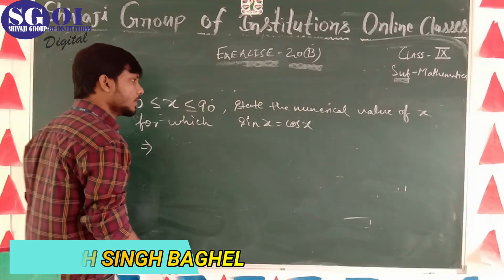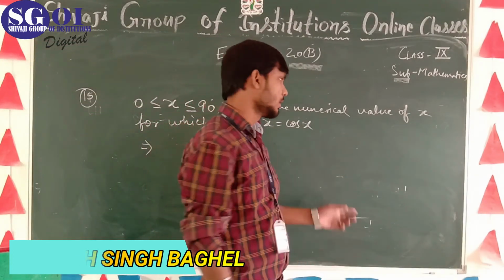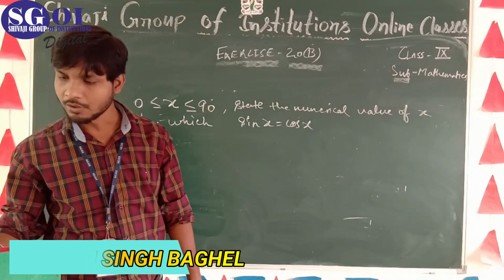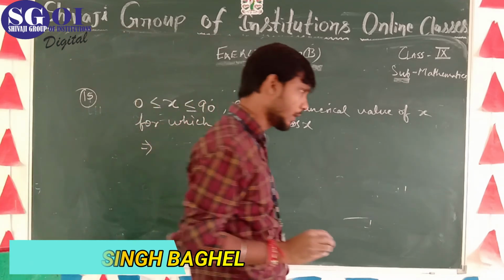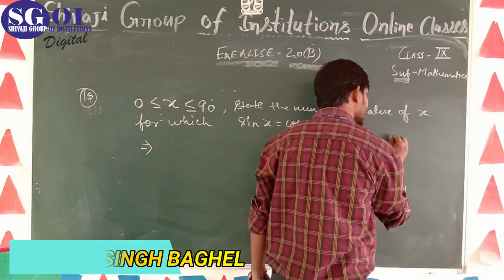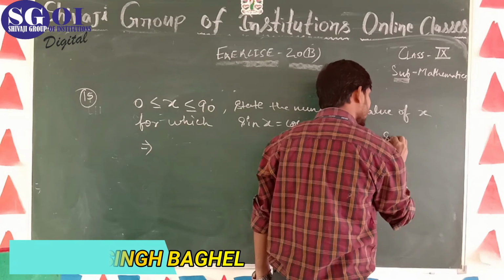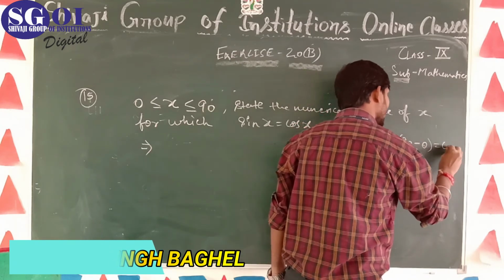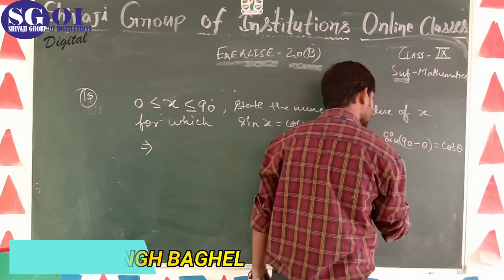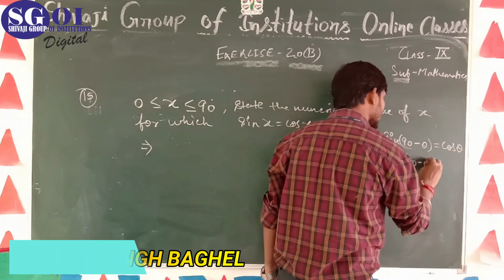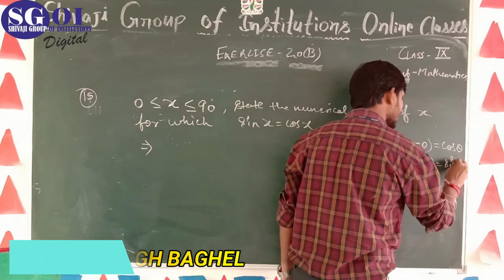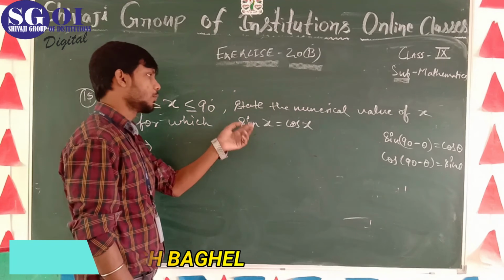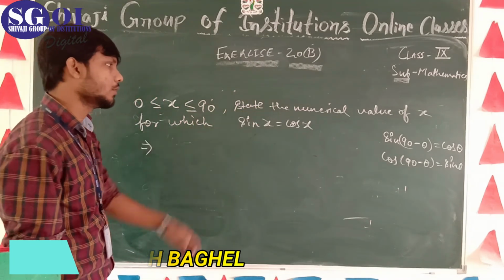Now let's see. Here we have to use the trigonometrical ratios of complementary angles. T ratios for complementary angles. So sin (90 minus theta) will be cos theta, or you can say cos (90 minus theta) is equal to sin theta. Using this relation, we can find the numerical value of x.